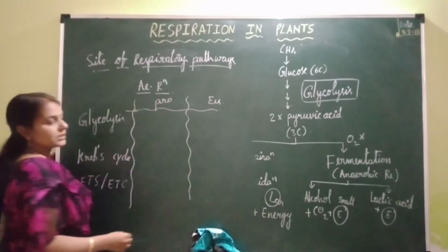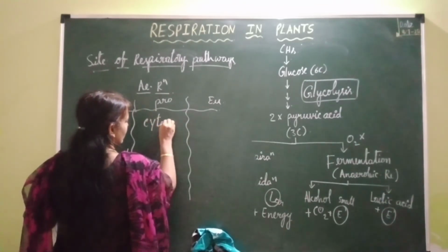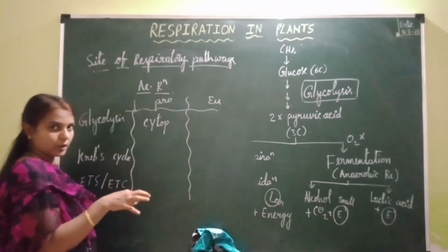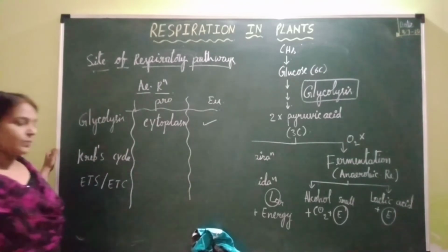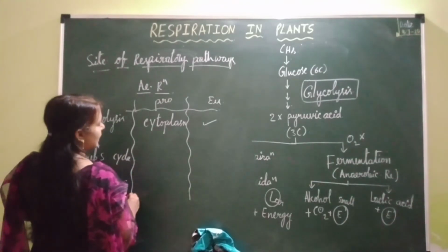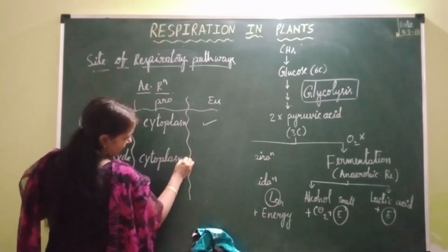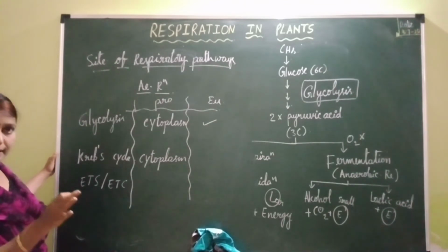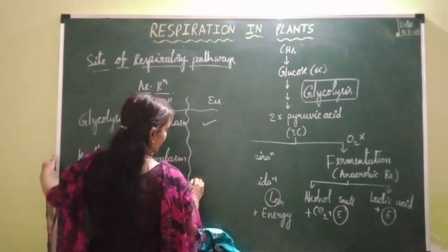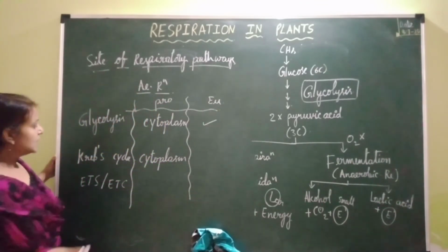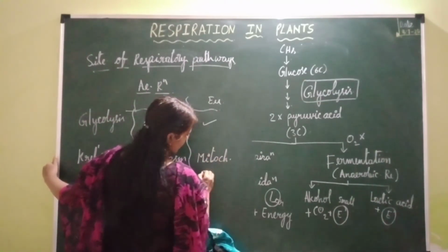In both prokaryotes and eukaryotes, glycolysis occurs inside the cytoplasm of the cell. Next, coming to the Krebs cycle. Krebs cycle occurs in cytoplasm only in prokaryotes, because prokaryotes have no membrane bound cell organelles. Hence this Krebs cycle also occurs inside the cytoplasm of the prokaryotic cell. In case of eukaryotes, as membrane bound cell organelles are present, the Krebs cycle occurs inside the mitochondrial matrix.